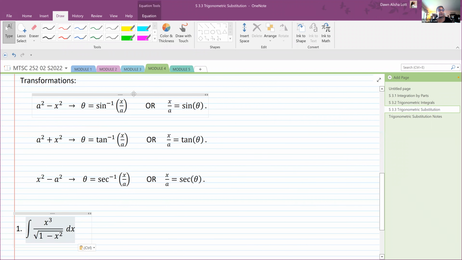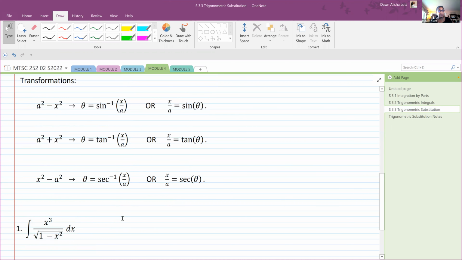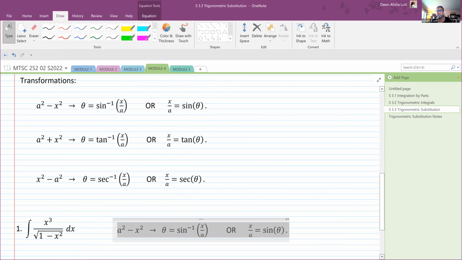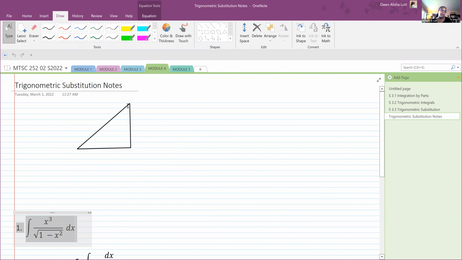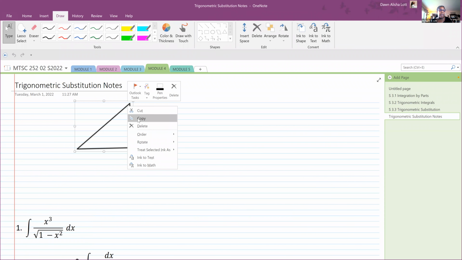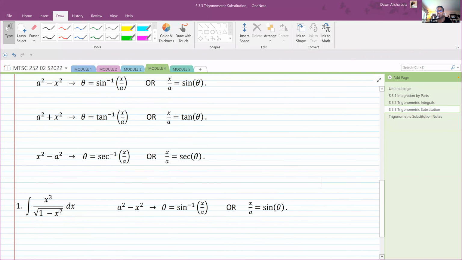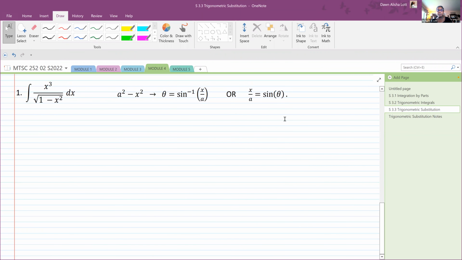All right, so here's our first problem, and we are going to associate it with this information, and that is a squared minus x squared. Whenever we see this in an integral, we're going to use x over a is the sine inverse of theta. Okay, so I need a triangle. I got a triangle already made for me, so I don't have to keep drawing one. You guys can draw triangles as you wish. Okay, so here's the first problem.